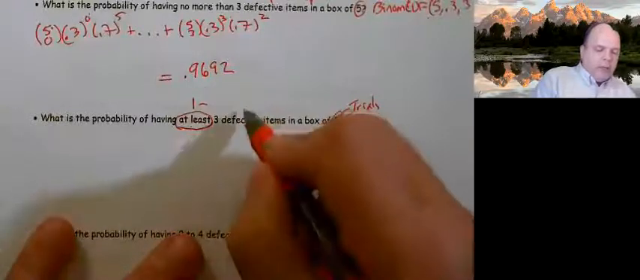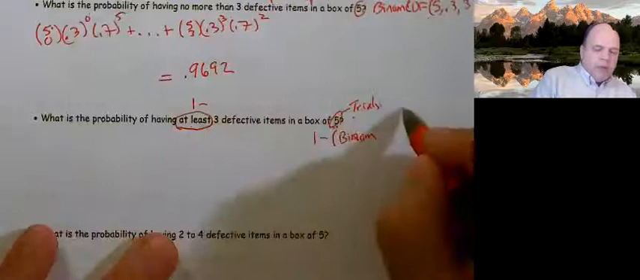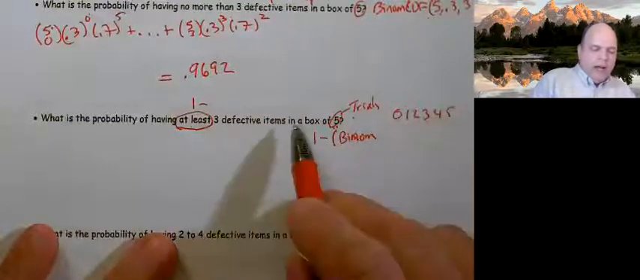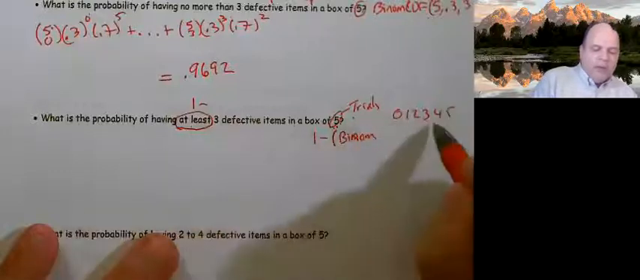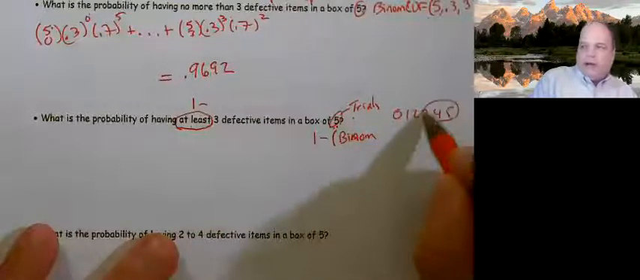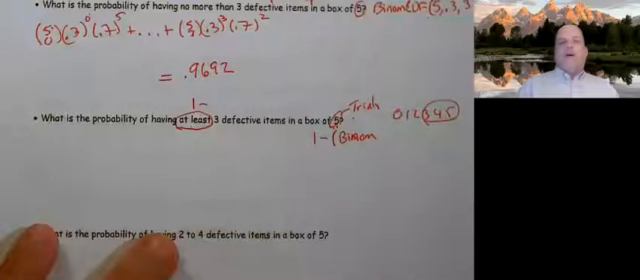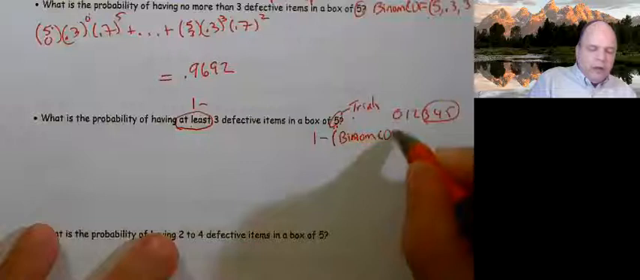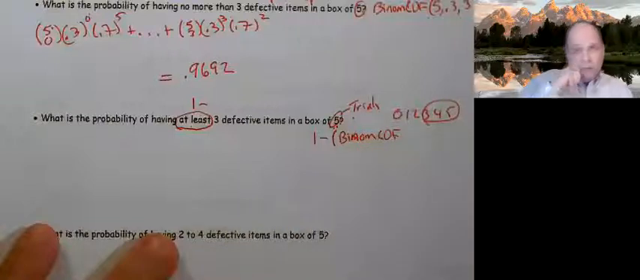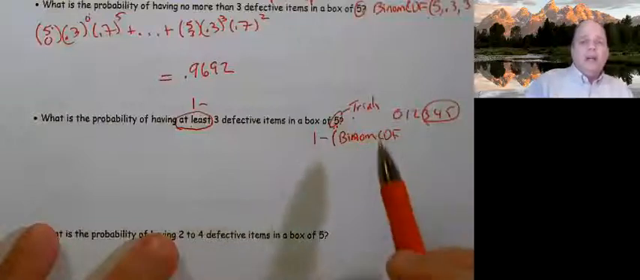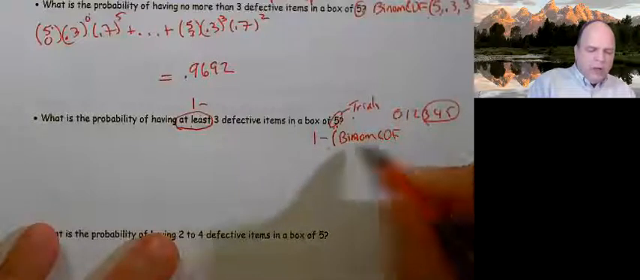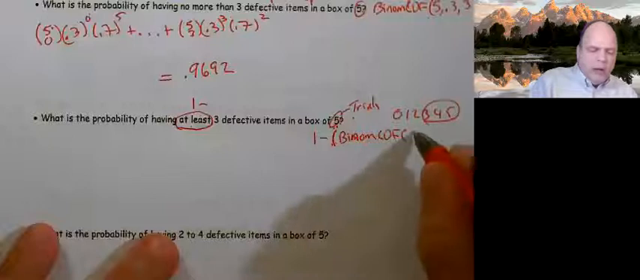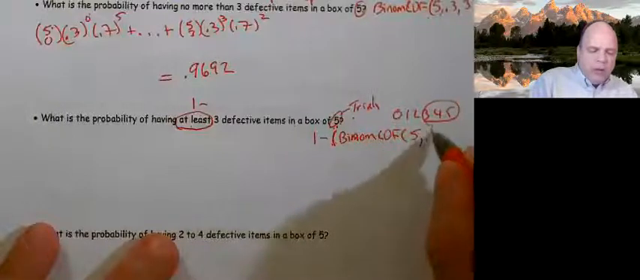And so I'm going to make my number line. My number line says 0, 1, 2, 3, 4, 5. And I can have at least 3. That means it can be 3, 4, or 5. So that's multiple values, which tells me this is going to be a CDF, a cumulative. All right. And 1 minus the binomial CDF, and I need this parenthesis here. We have 5 trials. We have a probability of 0.3.